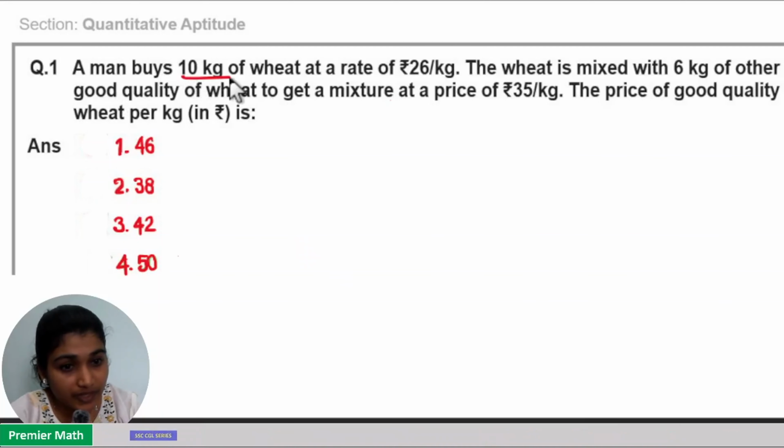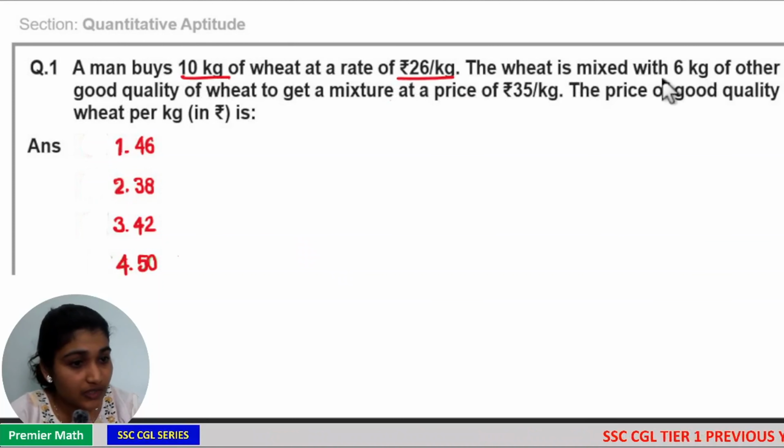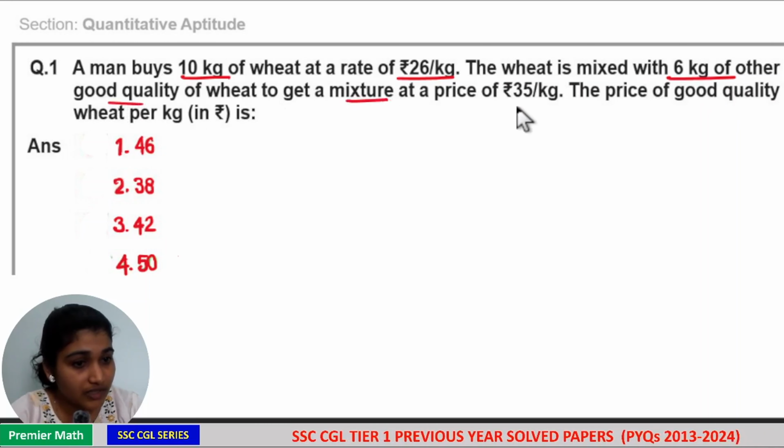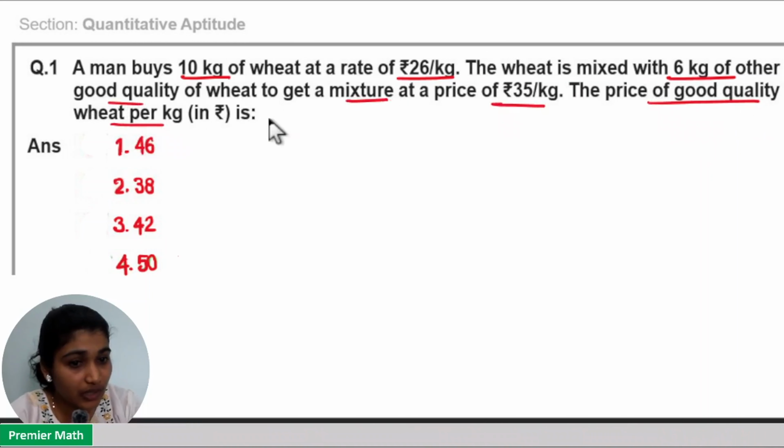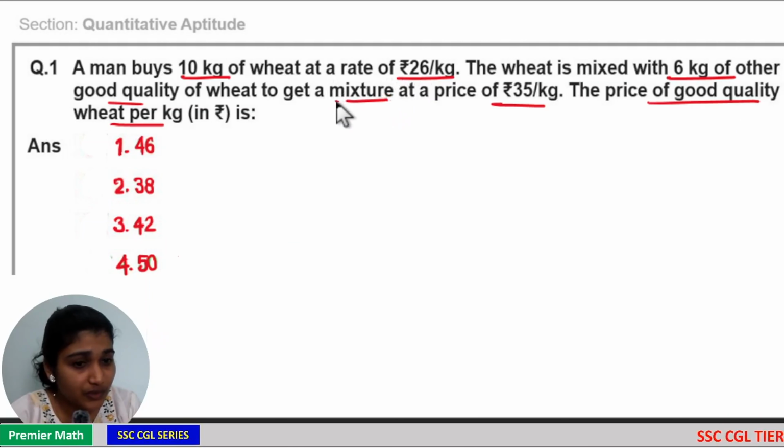A man buys 10 kg of wheat at a rate of rupees 26 per kilogram. The wheat is mixed with 6 kg of other good quality wheat to get a mixture at a price of rupees 35 per kilogram. The price of good quality wheat per kilogram in rupees is? Two varieties mixed together to form a third variety, so you can use allegation here.